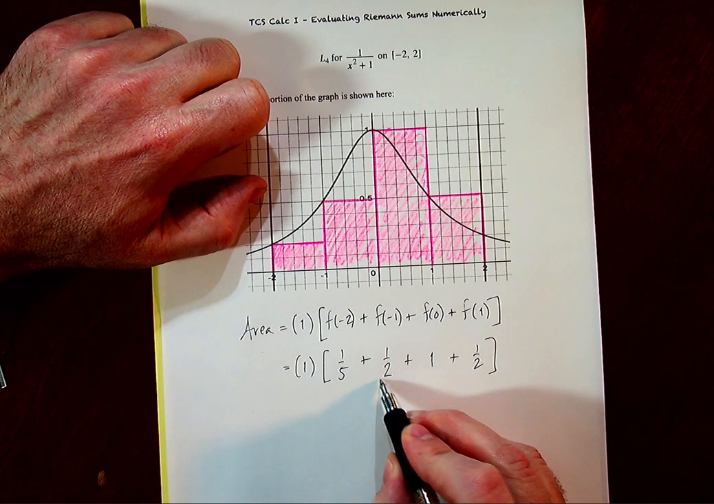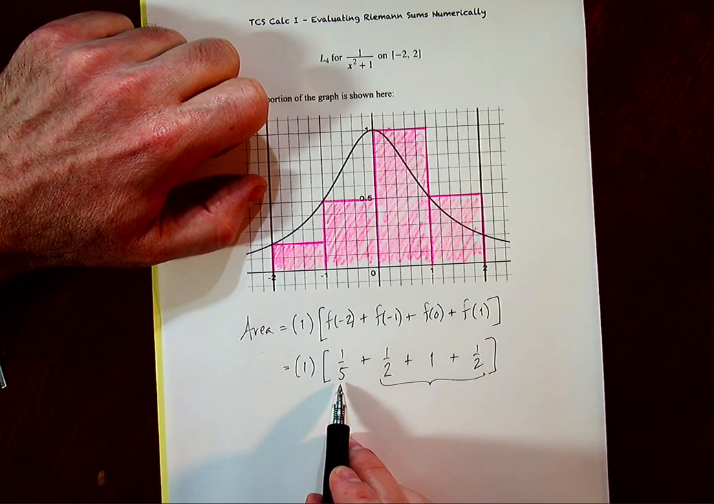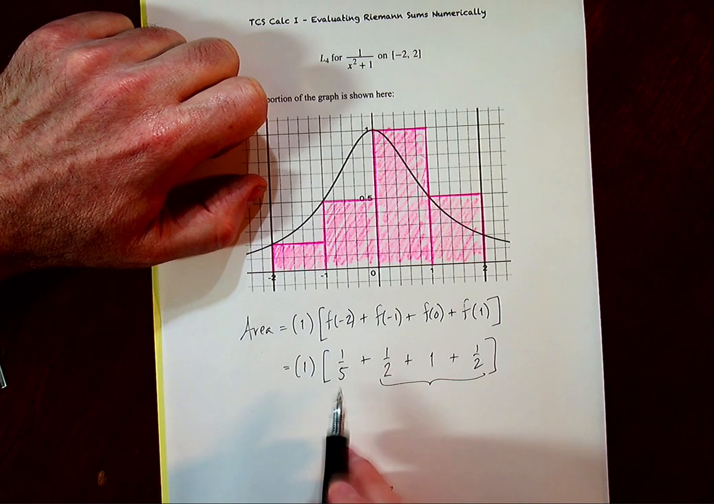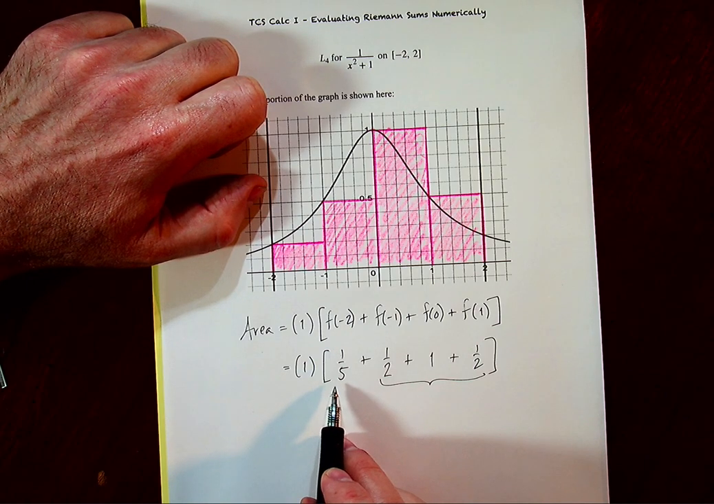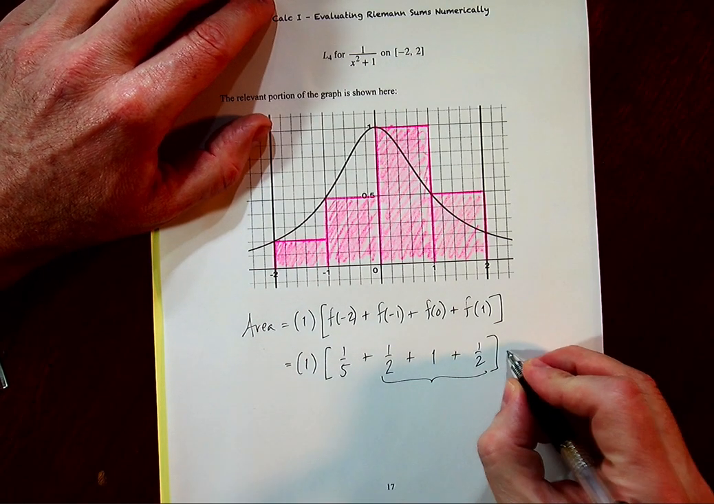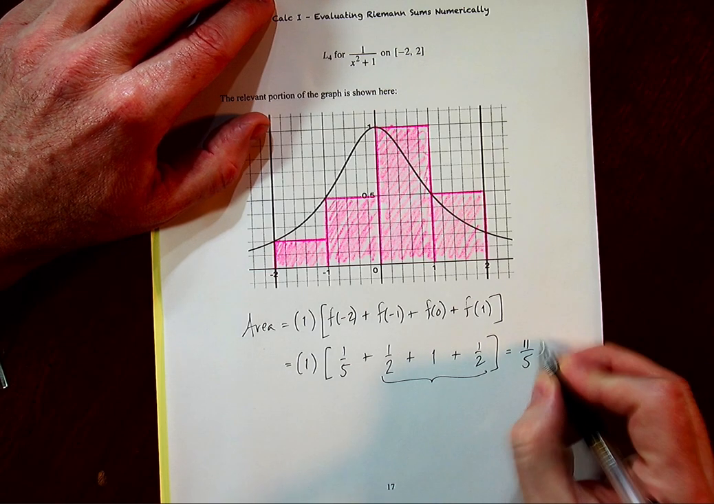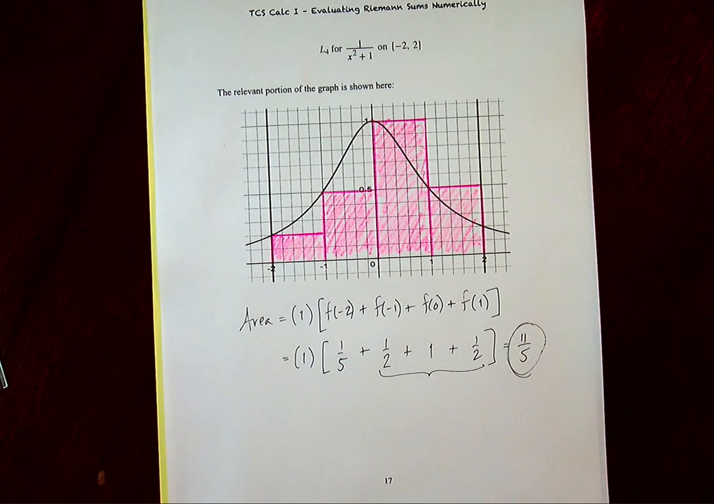Now, obviously, this right here is equal to 2 and 1/5, or basically 11/5, right? And so basically you have 2 and 1/5, 2.2, or 11/5 is your area approximation.